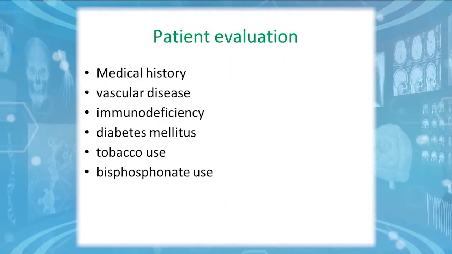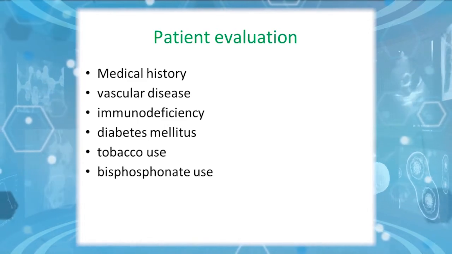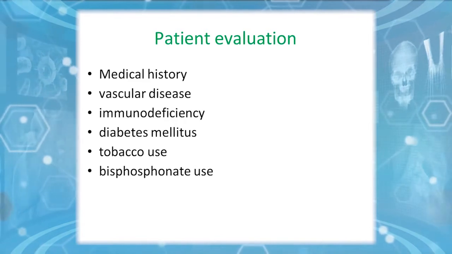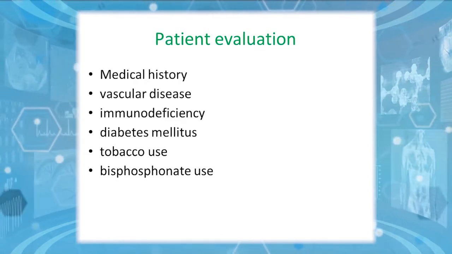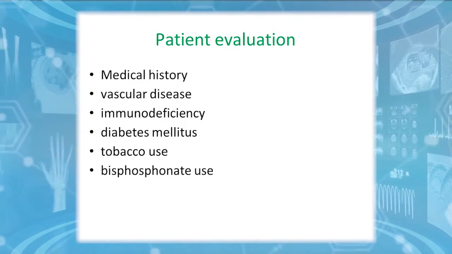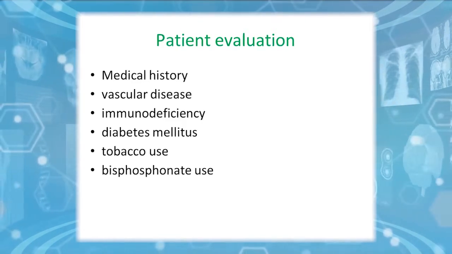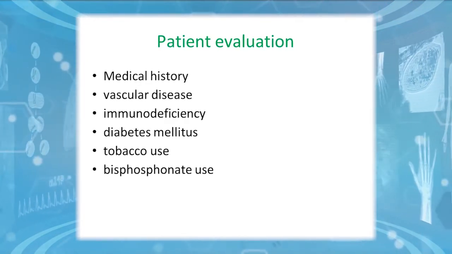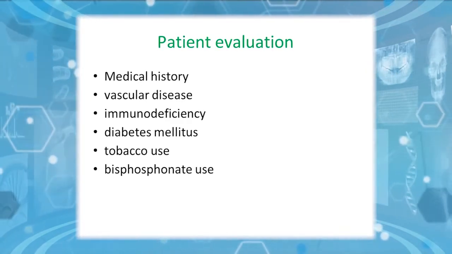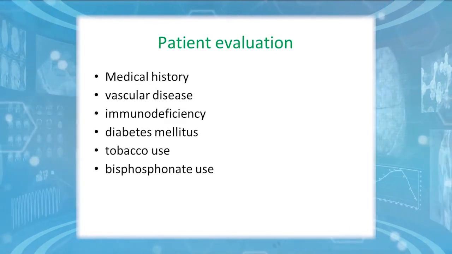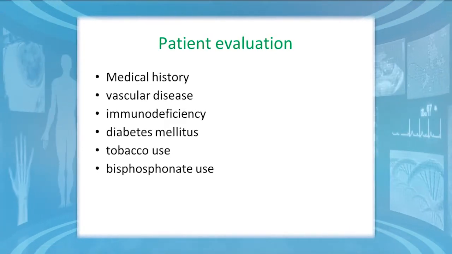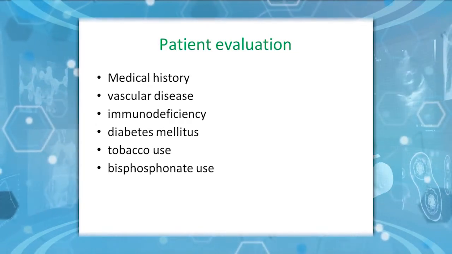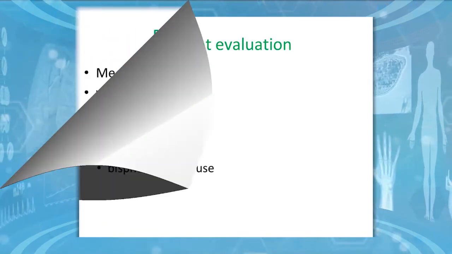Patient evaluation, medical history: we check whether the patient has a medical condition that might contraindicate the treatment. Vascular diseases, diseases of the blood vessels, immunodeficiencies, diabetes mellitus, tobacco use, and bisphosphonate use. These are the type of medicine used to treat some bone conditions. So it's contraindicated to do implant therapy in this kind of patient.